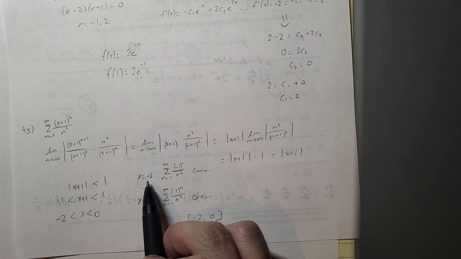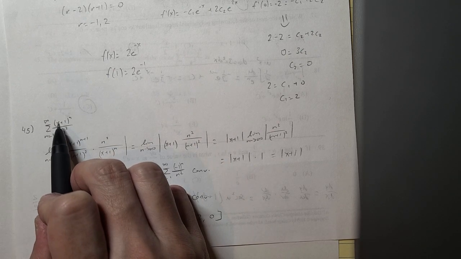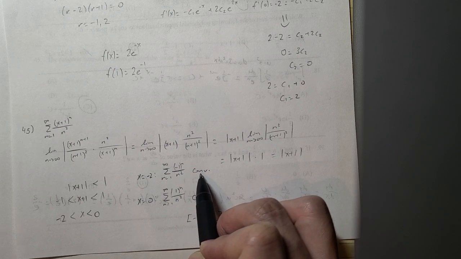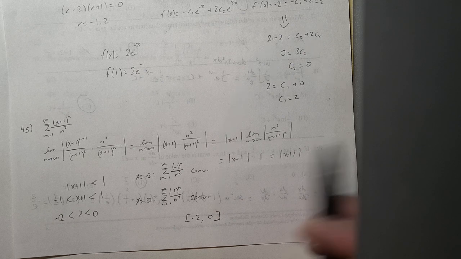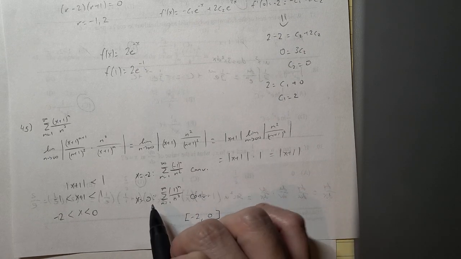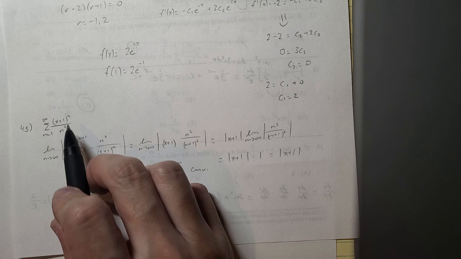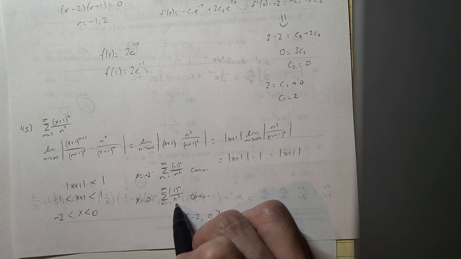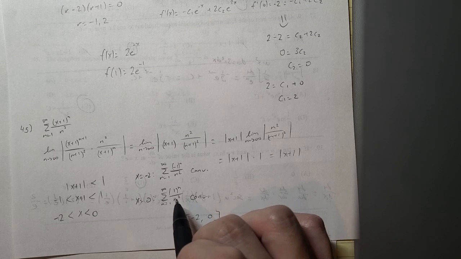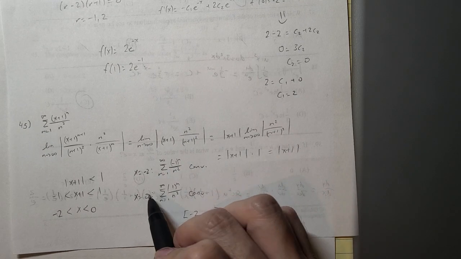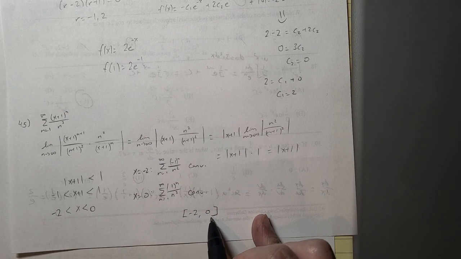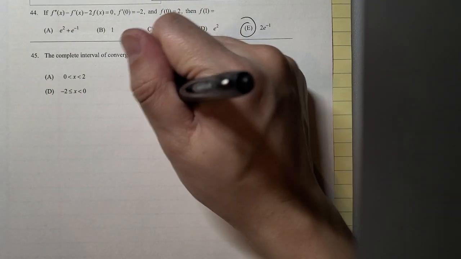When x is negative 2, we just plug in x is negative 2 here, we would get negative 1 to the n over n squared. We know this is a convergent series because if we use the alternating series test, this would converge, okay? And when x is 0, that's the other endpoint, we plug in 0 over here. We get 1 to the n over n squared. This is a p-series with p equals 2. So we know that that's convergent. So both the endpoints are convergent. So the interval of convergence is from negative 2 to 0, both inclusive. Okay? And that is choice E.